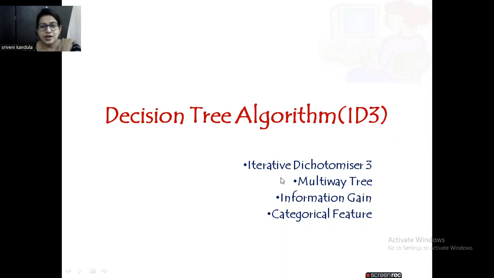Its full form is Iterative Dichotomizer 3. You know the meaning of dichotomy, 2. It stands for 2, that is, a Boolean classification. This is going to generate a multi-way tree and it works based on information gain. A decision tree can be generated or solved based on information gain or Gini index. This ID3 algorithm works based on the information gain and takes categorical features as input.